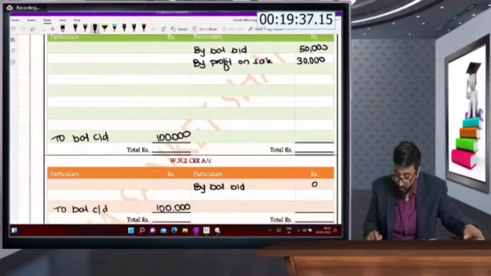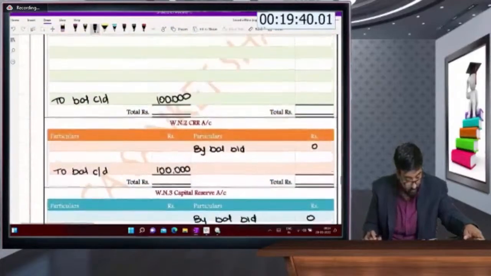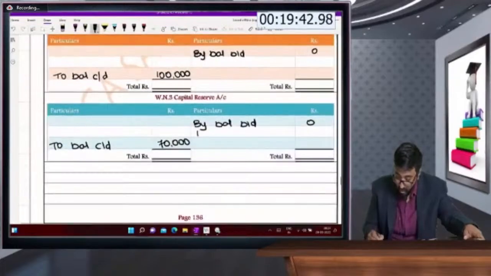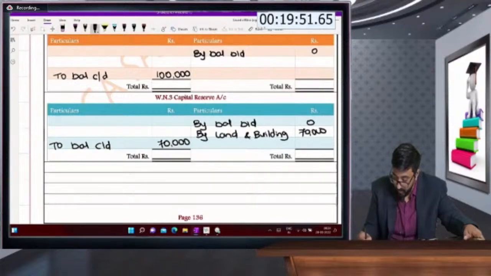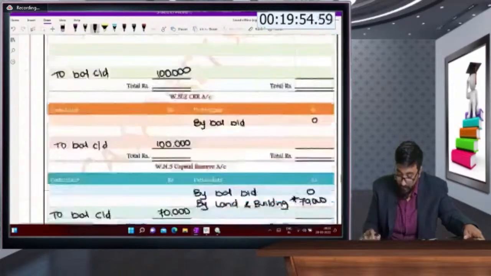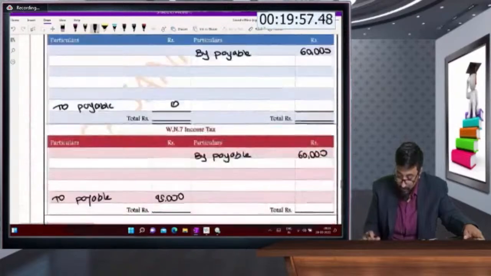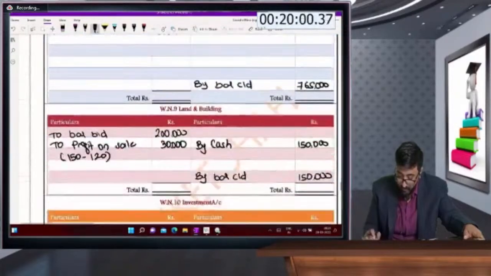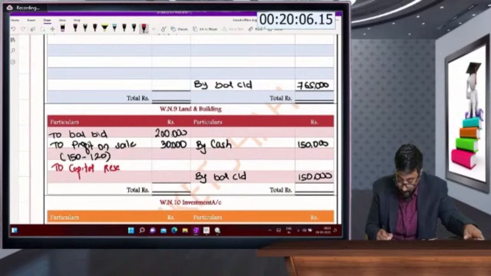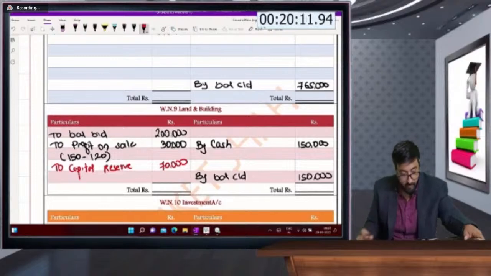Capital reserve consists of land. So by land and building, it's 70,000, this balancing figure. And second effect, land account, debit side red pen. To capital reserve, 70,000. Bracket revaluation. It's a revaluation.